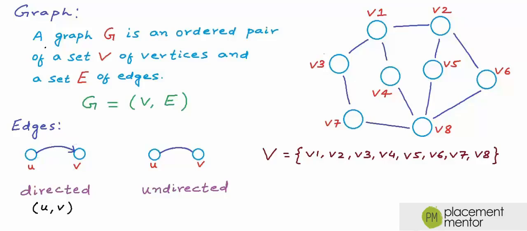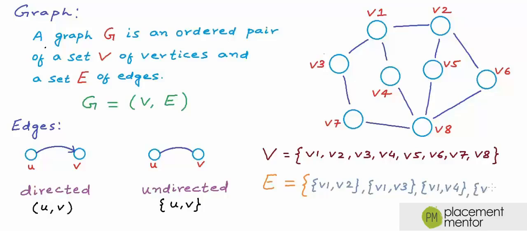Now if the edge is undirected, the connection is two-way. An undirected edge can be represented as an unordered pair. Here, because the edge is bidirectional, origin and destination are not fixed. We only need to know what two endpoints are being connected by the edge. So now that we know how to represent edges, we can write the set of edges for this example graph here. We have an undirected edge between V1 and V2. Then we have one between V1 and V3. Then we have V1, V4. This is really simple. I'll just go ahead and write all of them. So this is my set of edges.